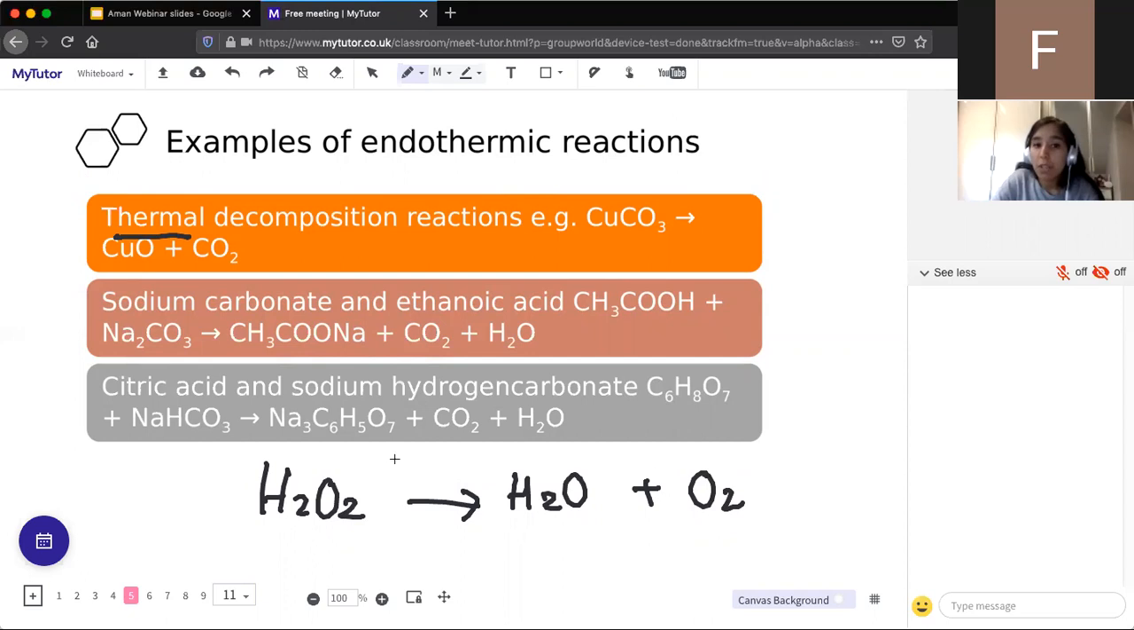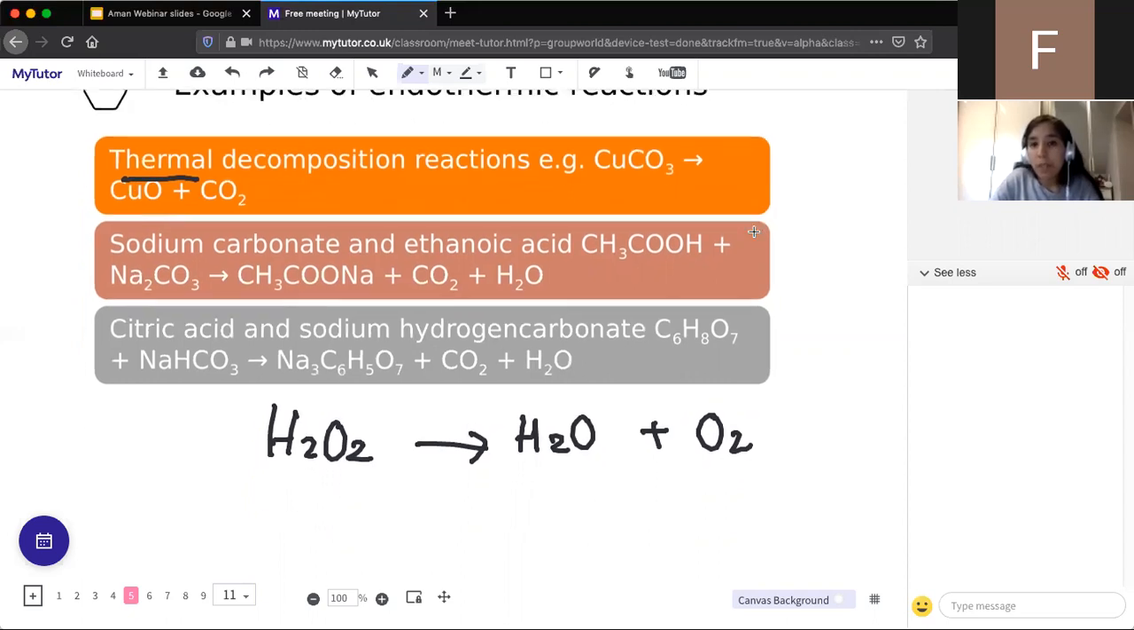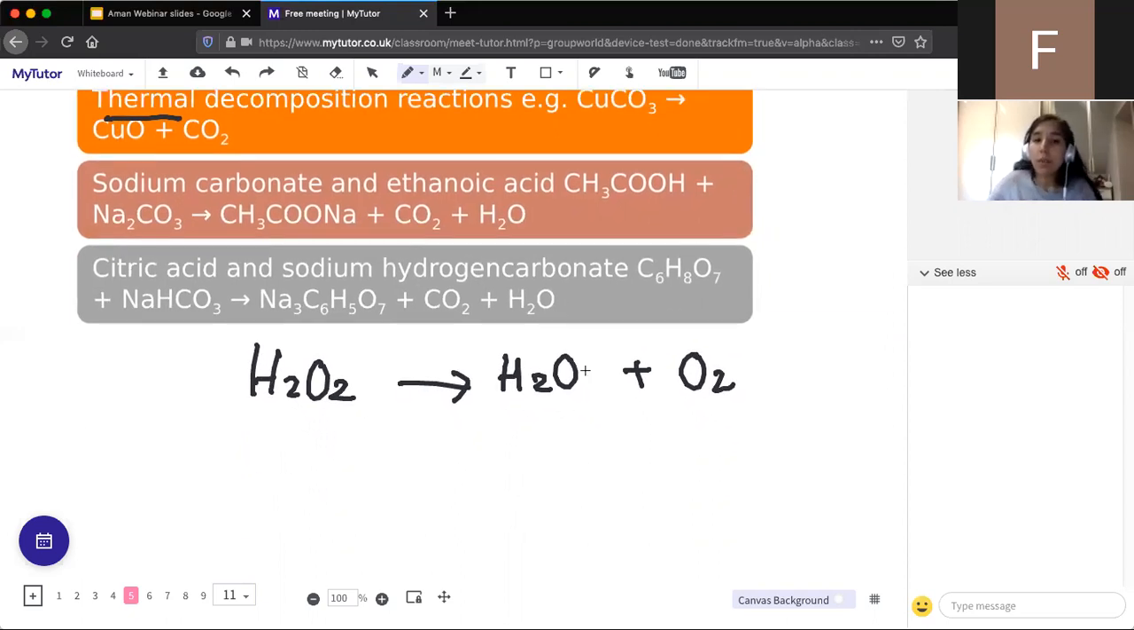Did anyone have a go at balancing the hydrogen peroxide decomposition reaction? If not, we'll do it together. Remember, when we balance equations, we want our reactants and products to be the same. At the moment, we've got 2 hydrogens, so they're balanced. 2 oxygens, but 3 oxygens over here, so we need to balance that somehow. Remember, when we have an odd number, we like to make it even. So if I put a 2 here, we'd end up with 5 oxygens, so we've not made it even. That means we need to put the 2 here.